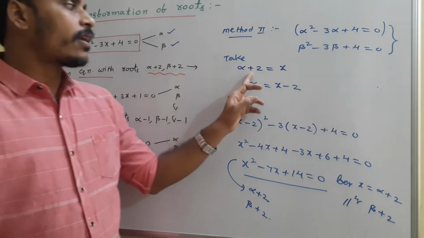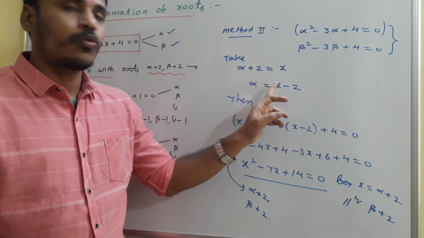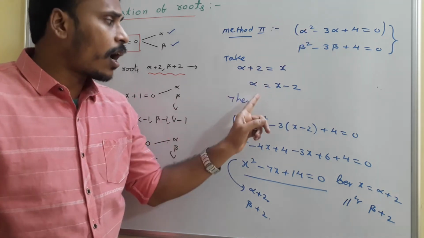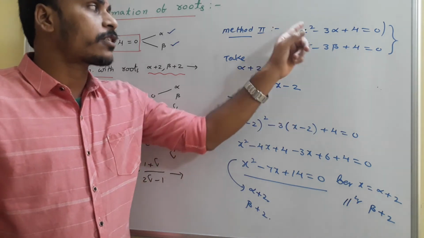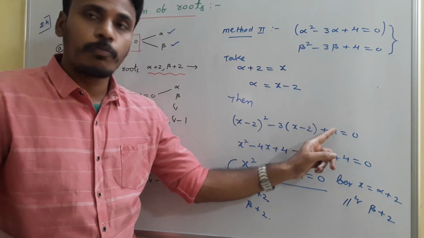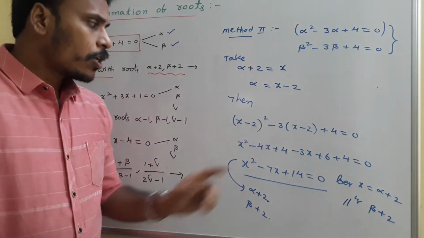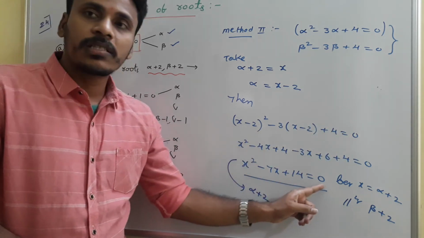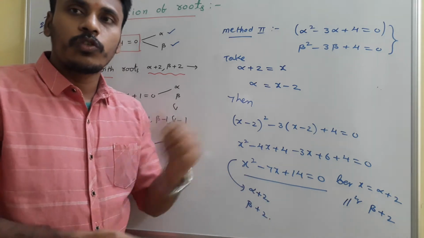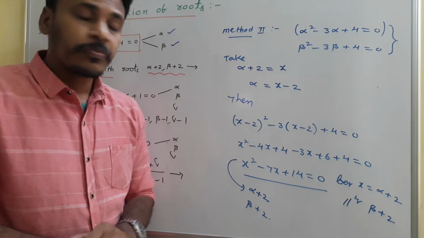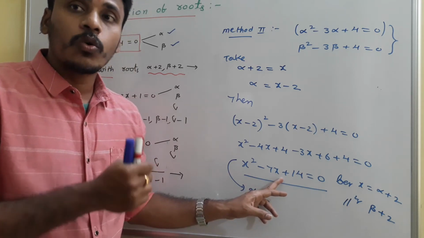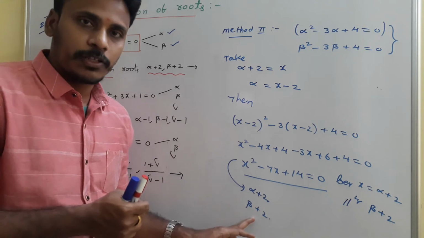So take that alpha plus 2 as x, and alpha is equal to x minus 2. Since this is correct and alpha is x minus 2, replace x minus 2 in this. So x minus 2 whole square minus 3 into x minus 2 plus 4 is equal to 0. If you simplify, you will get x square minus 7x plus 14 is equal to 0, which is the same as the answer we got in method 1. And now this equation represents an equation whose roots are alpha plus 2 and beta plus 2.